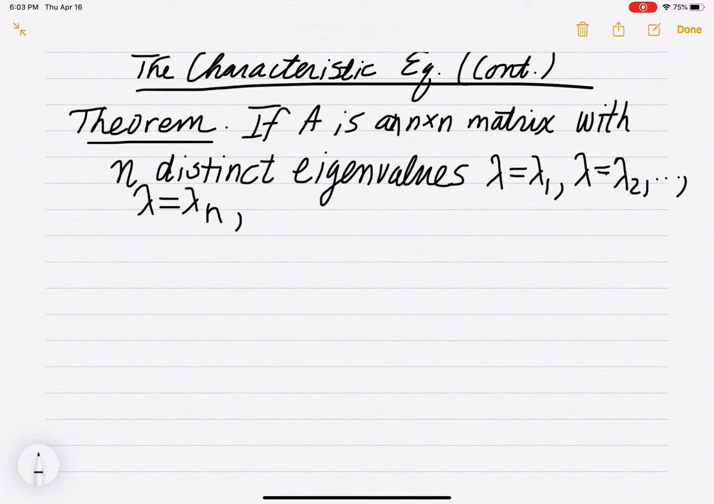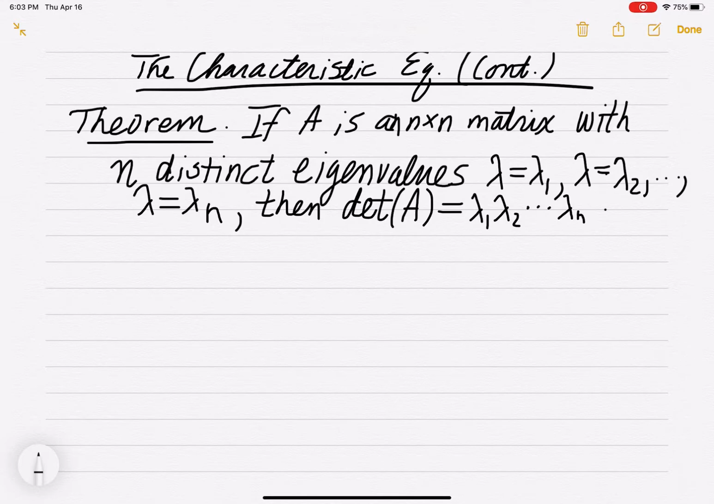If this is the case, if you have n distinct eigenvalues, then the determinant of just the matrix A, we're not talking about A minus lambda I, the determinant of just the matrix itself is the product of the eigenvalues. It's going to be lambda 1 times lambda 2, so on and so forth, times lambda n. So that's a big deal. If you have n distinct eigenvalues for an n by n matrix, the determinant of that matrix will just be the product of the eigenvalues. Let's prove this. This is a pretty neat thing, I think.